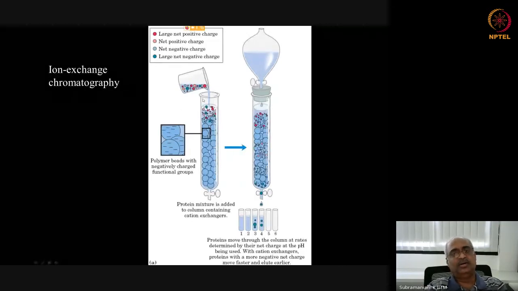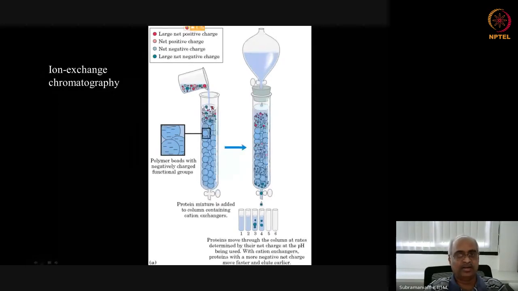So here you have a mixture. You see the color codes here. You know, a protein that has a large net positive charge, slightly less than the first one, and then a negative net charge and a large net negative charge. So you have a range, and then you pass them through the column.